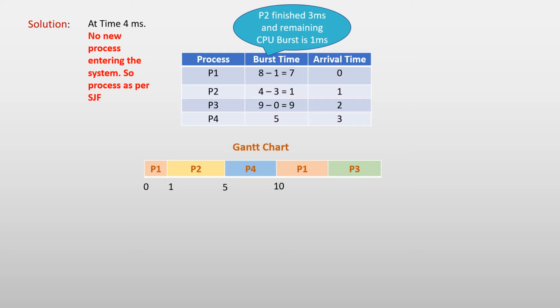So it will take up the CPU and execute till 10 milliseconds. Then since P1 is 7 milliseconds, it will take up the CPU next and it will execute till 17 milliseconds. And last, P3 being the highest CPU burst process will execute last and it will finish up at 26. So let's calculate the waiting time for each of these.